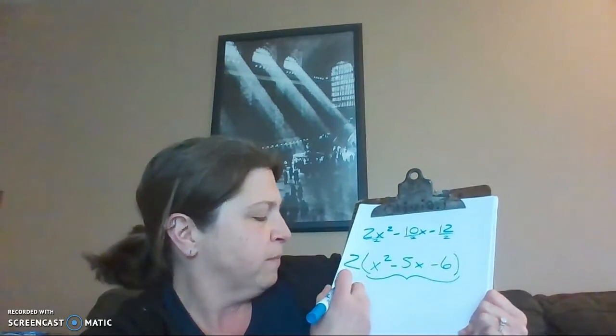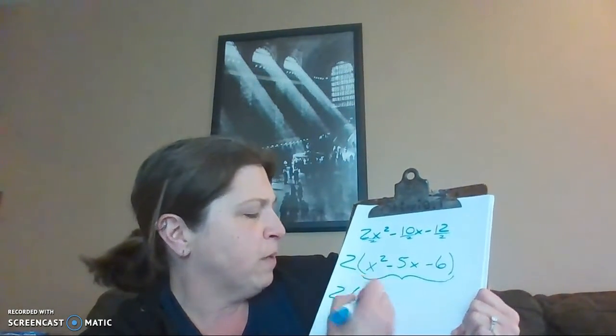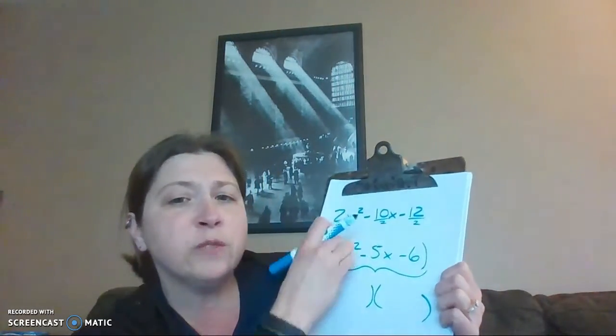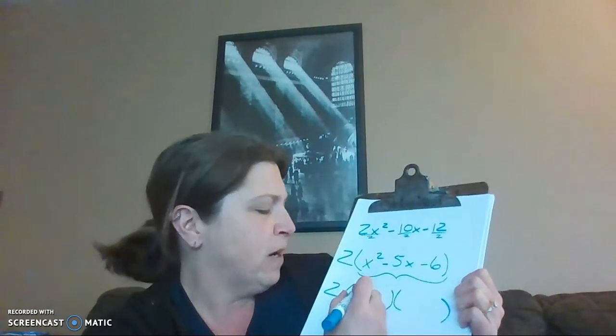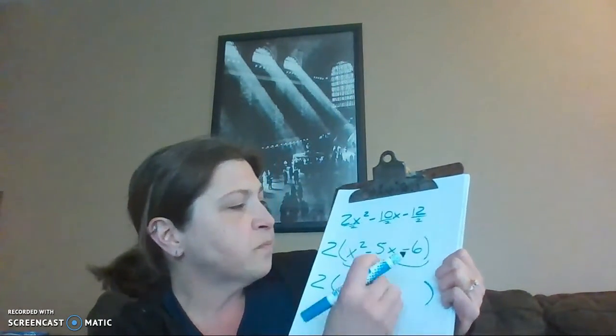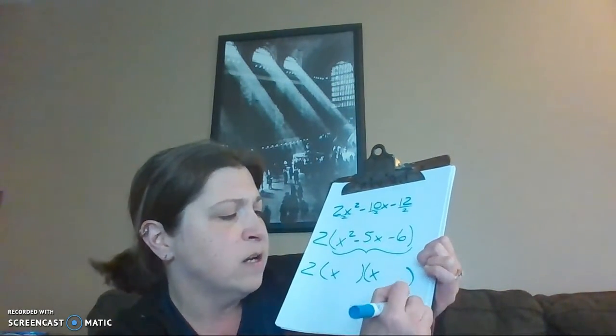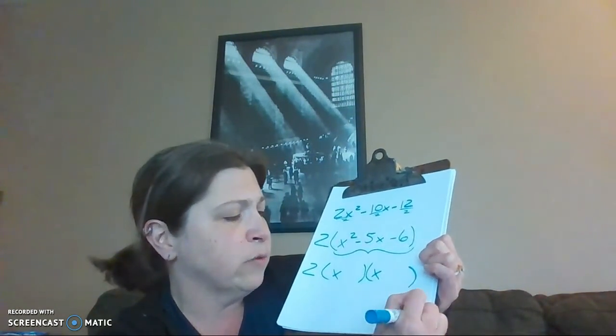So I'm going to take all of this and talk about factoring it. So 2 is hanging out. I'm going to make my two binomial parentheses. Again, now my coefficient's 1, so just straight up divide it up, x and x. Now I need two numbers that are going to multiply to 6. So here are the factors: 1 and 6, 2 and 3.